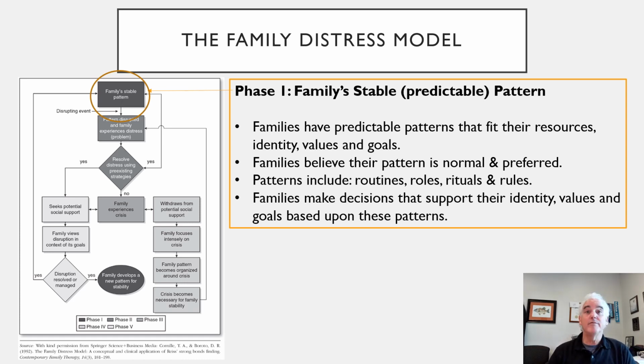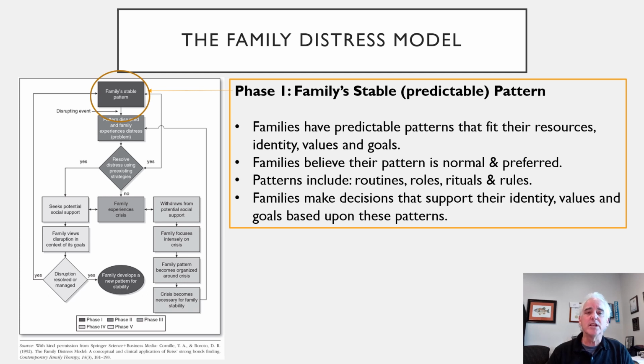Look, families have normal ways of coping, normal ways of interacting with the world, of being a family, right? And those fit their resources, they fit their family identity, who are we, they fit their values, and they fit their goals. So families operate in a certain way, believing their pattern is normal, and it's what's preferred. It's the way they've always been. It's how they've organized themselves over the years that they've been a family.